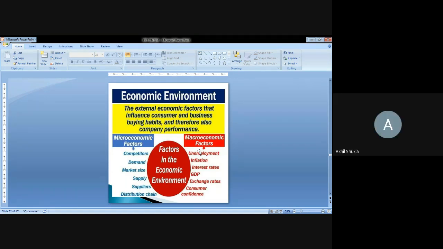What is inflation? Rise in the price level, rise in the price of the product. In Hindi, what do we call inflation? महंगाई. So महंगाई का क्या मतलब होता है? Costly. किसी भी सामान की कीमत का बढ़ना.